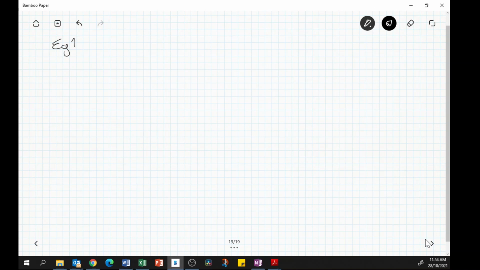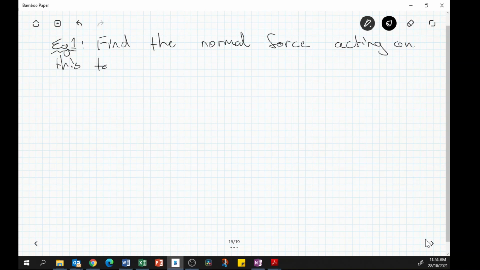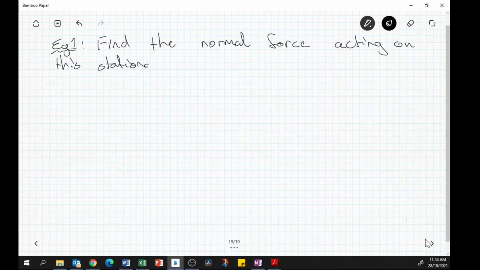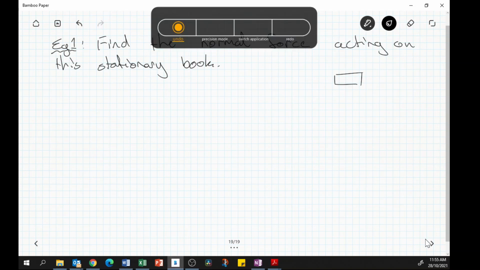Example 1. Find the normal force acting on this stationary block. Let's make it a book. It'll be a book. It doesn't really matter. Call it a block. It's going to look like a block regardless. I can draw straight lines.